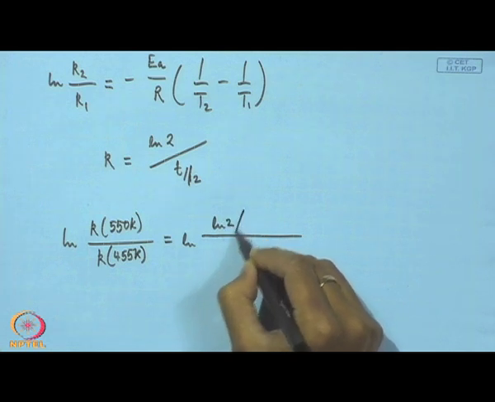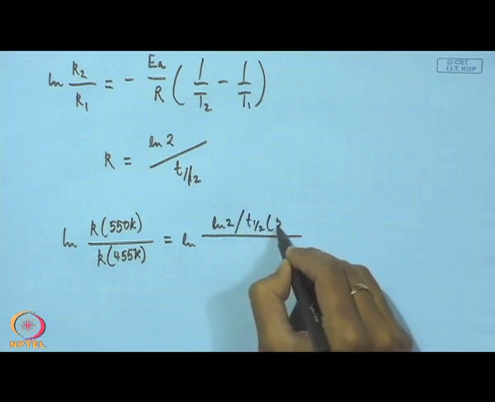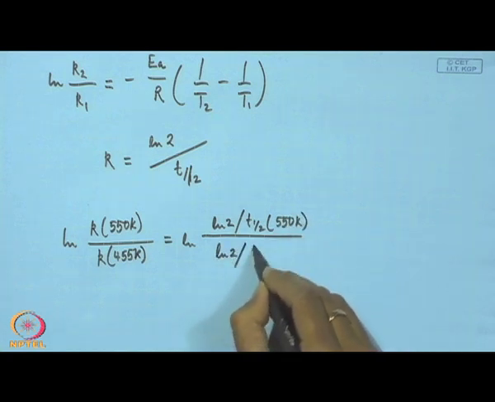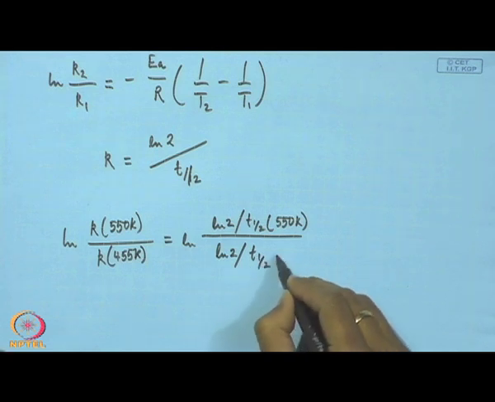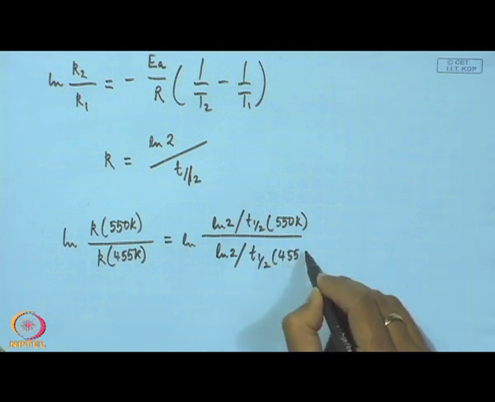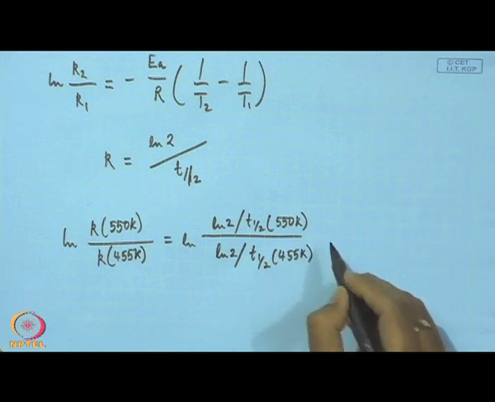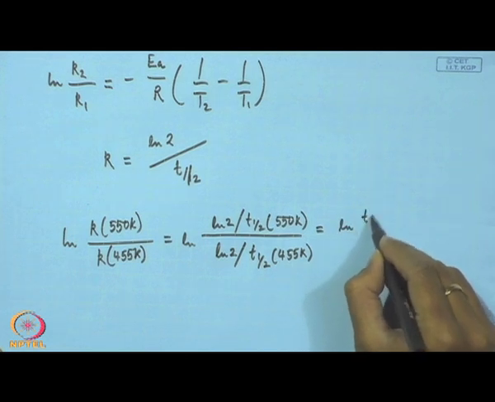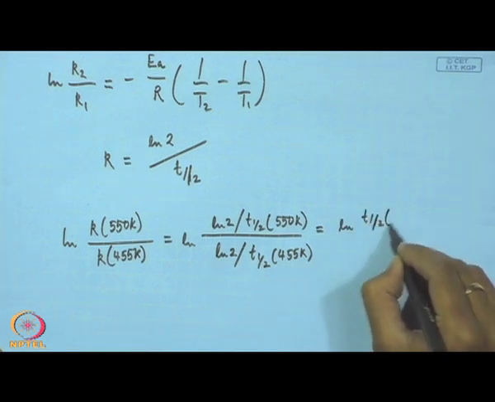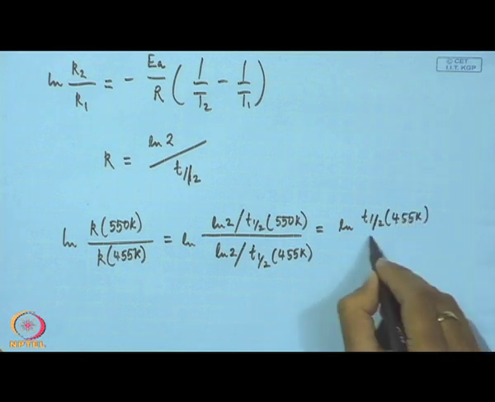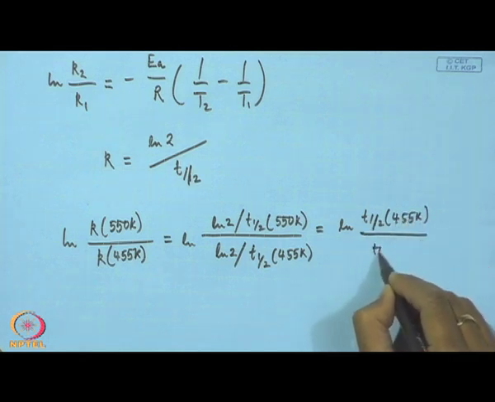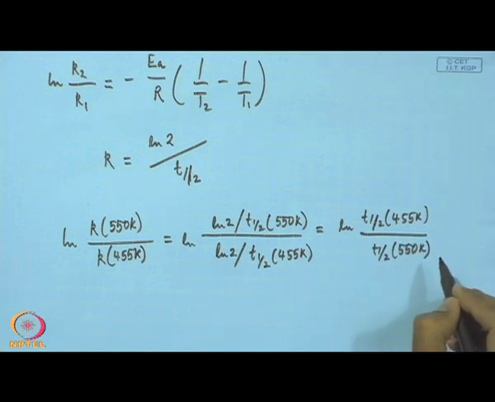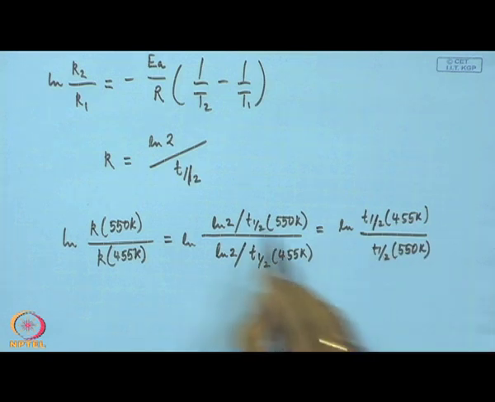ln 2 by T half at 550 Kelvin divided by ln 2 by T half at 455 Kelvin, which is equal to ln T half at 455 Kelvin divided by T half at 550 Kelvin. Okay. So, now these two ln 2 terms are identical.